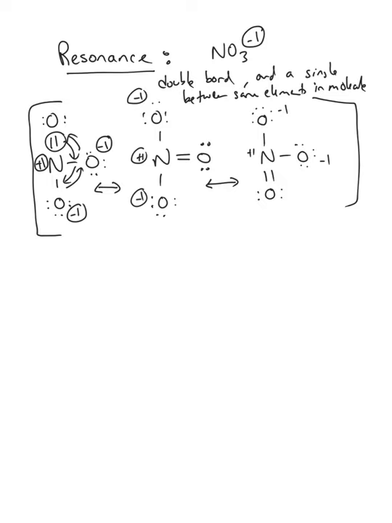But the arrangement is still the same. We still have nitrogen, oxygen, oxygen, oxygen. We're not changing the bonding arrangement. We're just changing the difference between the single bonds and the double bonds. And this is what resonance is.